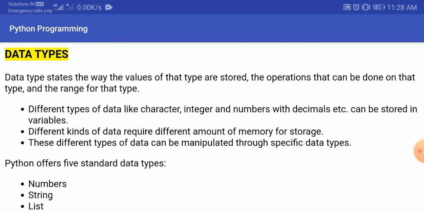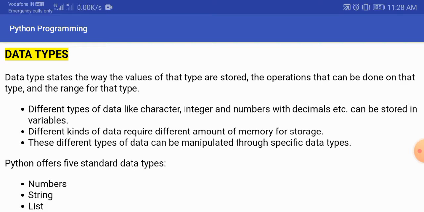So different types of data like character, integer, numbers with decimals etc. can be stored in the variables. Different kinds of data require different amounts of memory for storage. So it is very clear that different data types will have different memory storage. If a particular data type is integer, it may take a different amount of space, and if any data type is float, it may take a different amount of space, and so on.